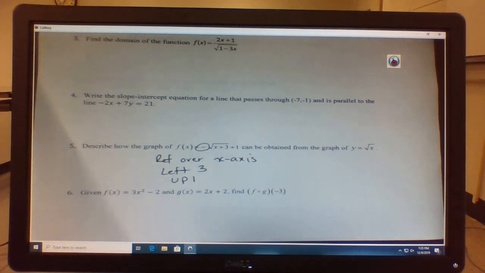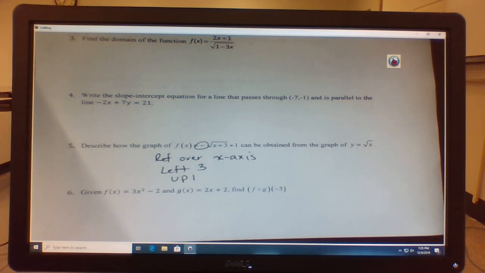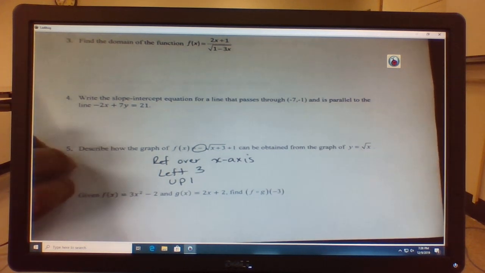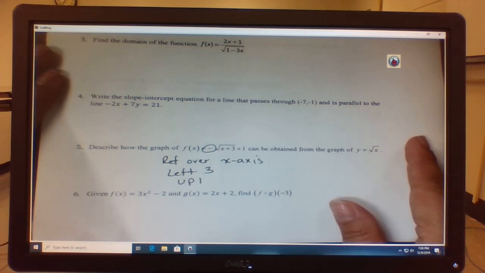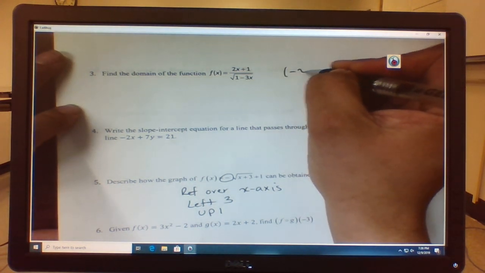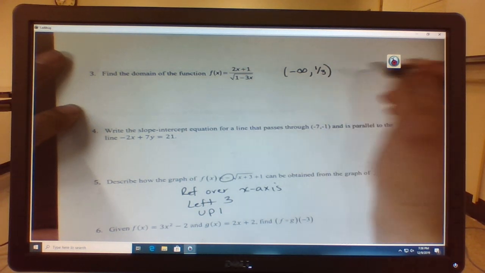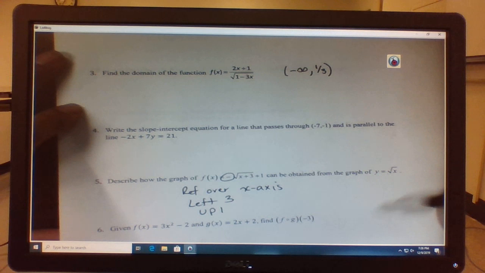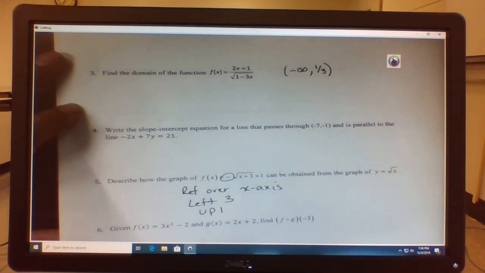I know I didn't use the word transformation, but they want to know, what do you do from here to get this? Okay. So did you get this? Something like that. Okay. So there's the answer. Of course, we're going to work it out.